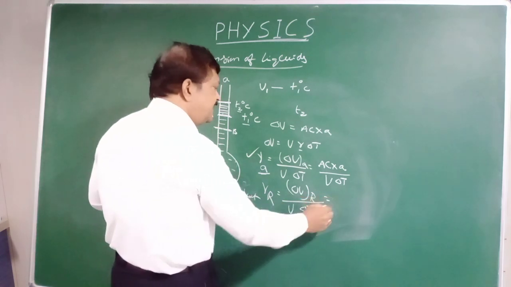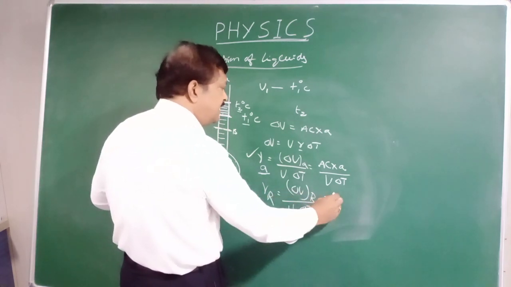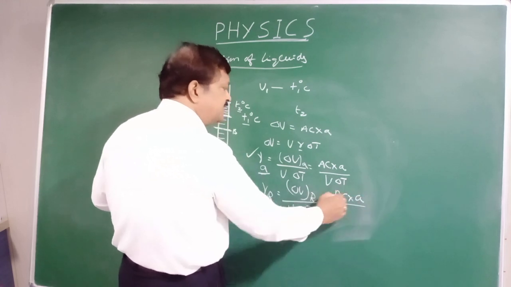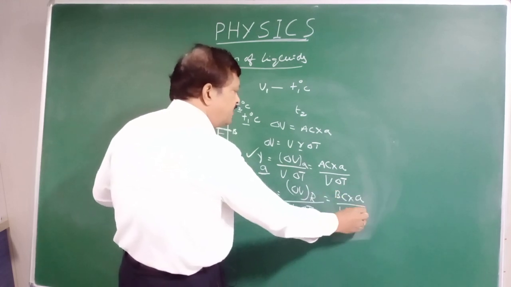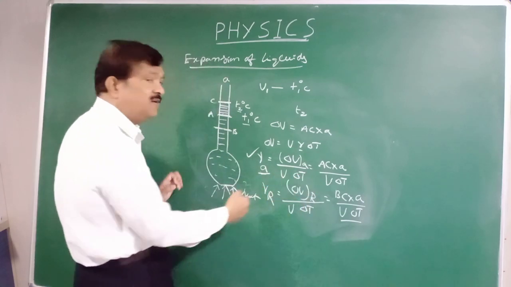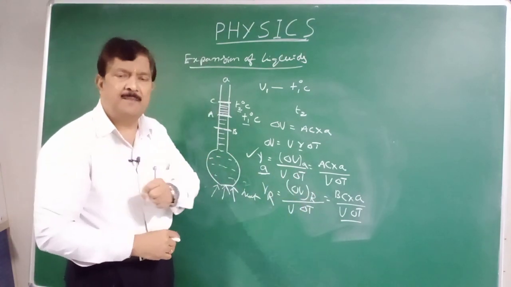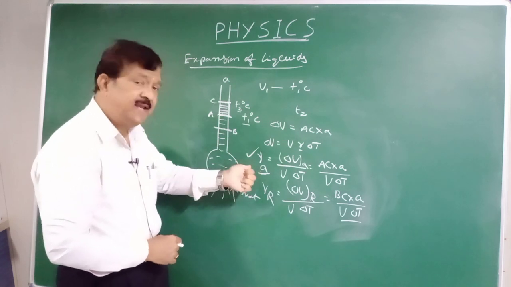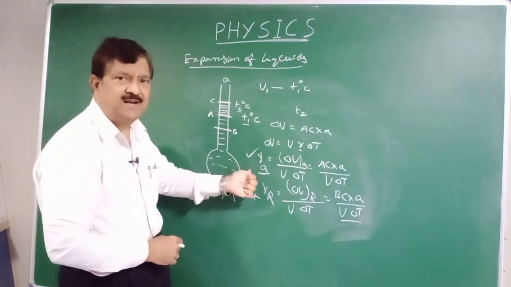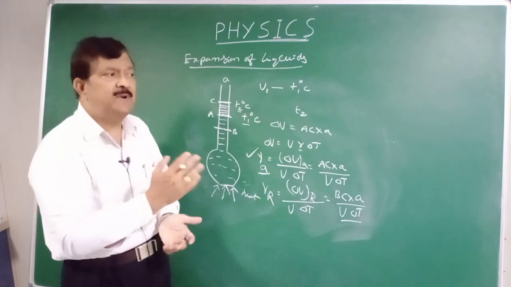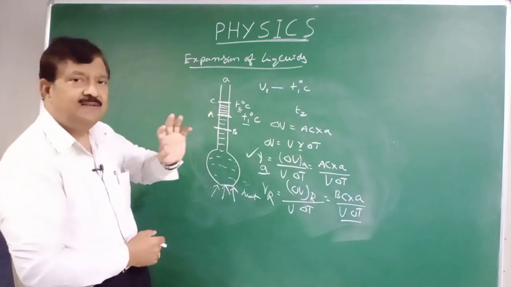Therefore, we can say that gamma R, where BC is the real expansion multiplied by the area of cross section, that is the change in the volume, divided by V into delta T, gives the coefficient of real expansion. So one important thing to remember is that when you are studying the coefficient of apparent expansion, we are not considering the expansion of the container. Simply we take the initial level and final level, that's all.